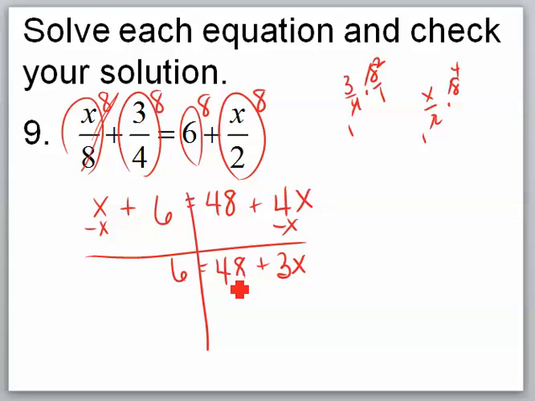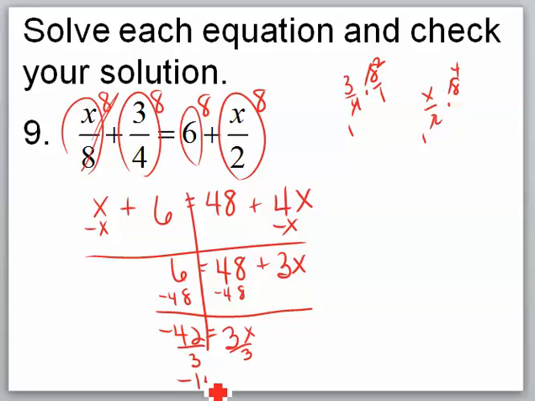Move the 48 to the left-hand side by putting a -48 on both sides. That gives me a -42. And then I'll divide by 3 on both sides. A negative divided by a positive is a -14.